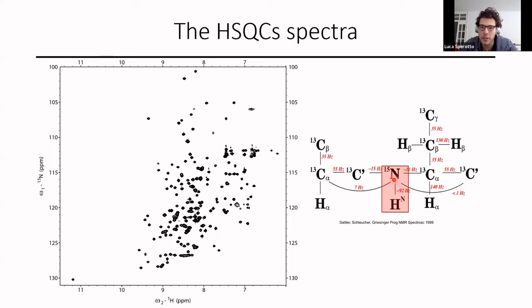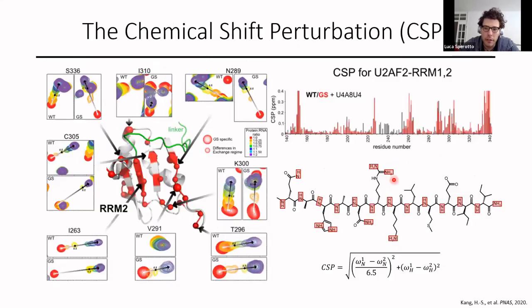And this is why these experiments are useful: they are quick to collect, pretty easy to collect, and also quite sensitive. So they are good for monitoring your protein and checking if, upon changing some condition, your protein is affected by these different conditions. So an example with the HSQC is the chemical shift perturbation.